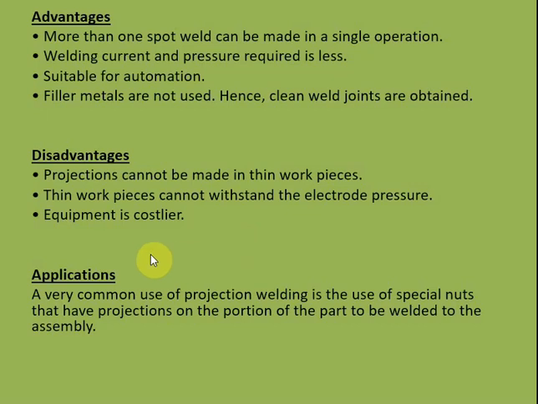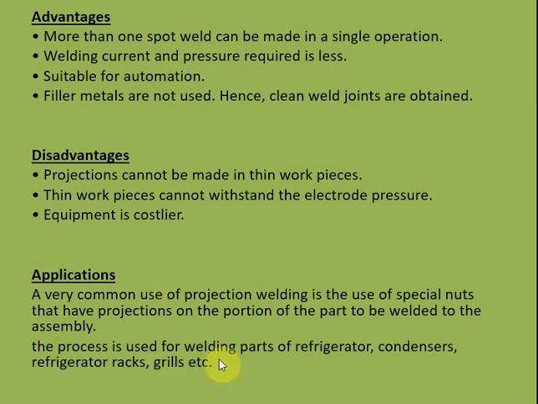Similarly, in automobiles and in many industrial applications, we can find projection welding. Next, if you look at the refrigerator condenser coil, or inside the refrigerator racks, you can see some grills. All the grills behind the refrigerator, that means the condenser coil, or inside the refrigerator, the racks, are welded using this projection welding method.